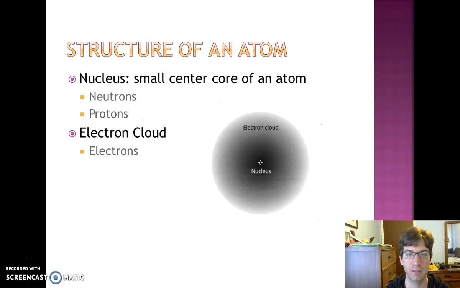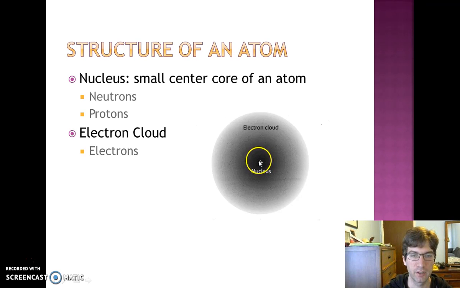The structure of your atom has changed throughout time, but it's pretty much basically been the same for the past 50 or so years. So this is what your atom looks like, the best we can depict on a two-dimensional scale here. But we do have a nucleus to your atom. Your nucleus is located right in the center. It is made up of neutrons and protons.